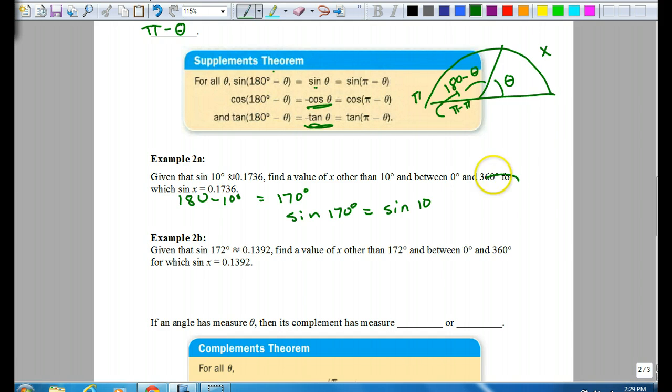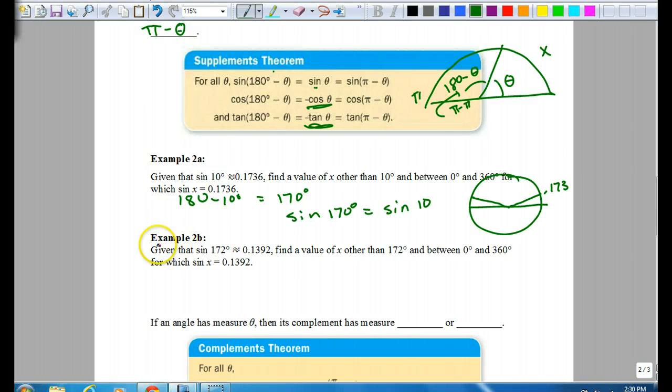Okay, so think about your unit circle here. If I have sine 10 right here, my y value is 0.173. Now, if I move over to this side, what is my y value there? It's the same. So that's what this is trying to say.